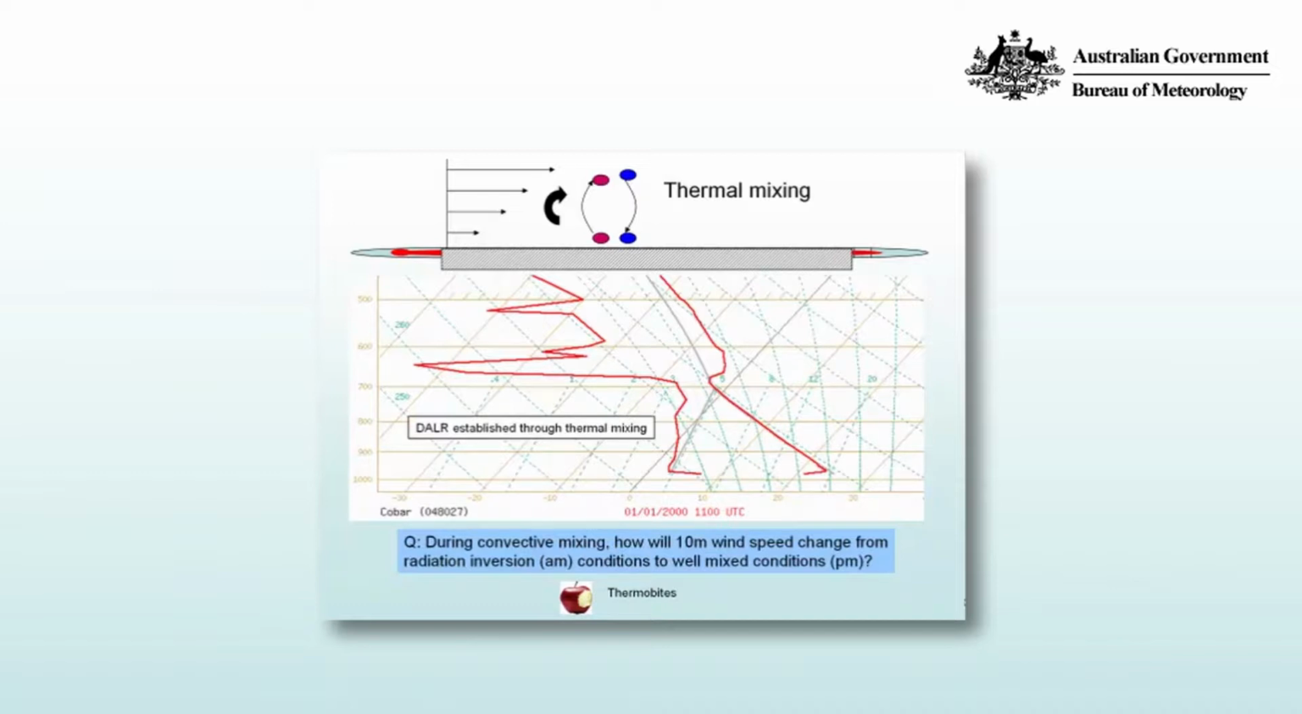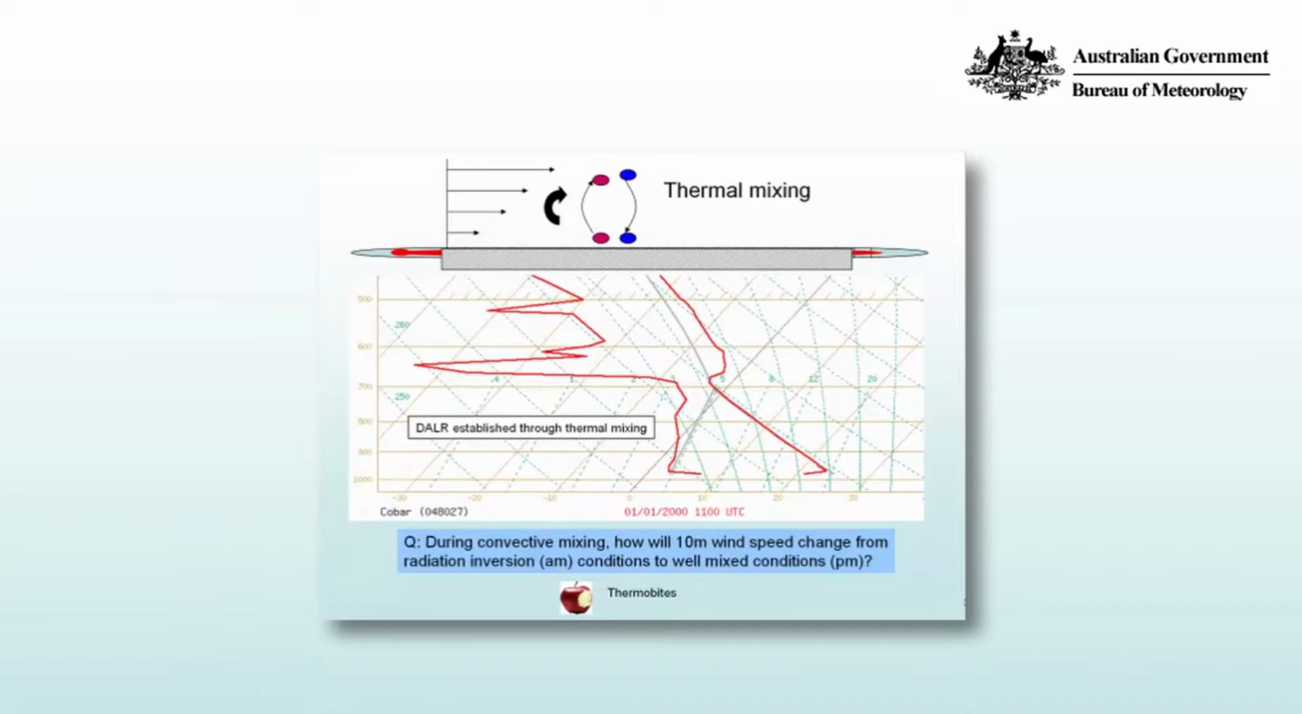You can see that lower down there's also a well-mixed dew point profile, which approximates an isopleth of a mixing ratio. Here's a question for you. During convective mixing, how will the 10-metre wind speed change from the radiation inversion conditions early on in the morning to well-mixed conditions in the afternoon? Pause the video and discuss this with your colleagues.